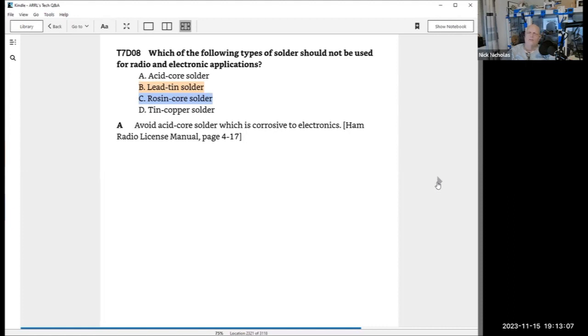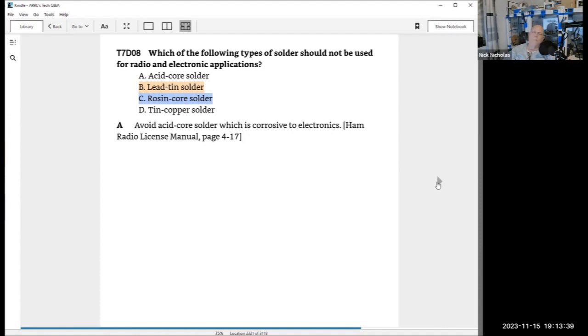Acid core solder is designed for soldering metals together. The acid would damage the components in a radio circuit. Lead tin solder was once used in amateur radio. It's fallen out of favor for leadless solder, but it's still usable today. Okay. Rosin core solder is the solder you should use.